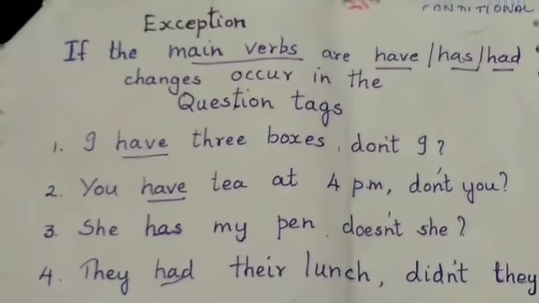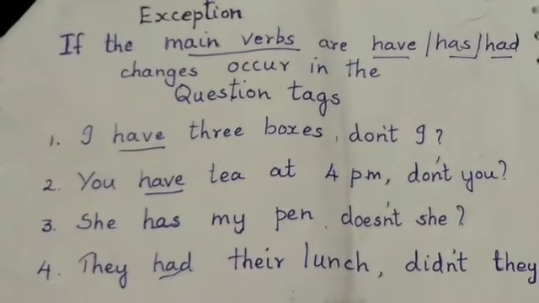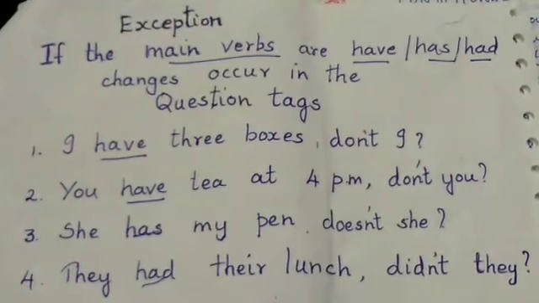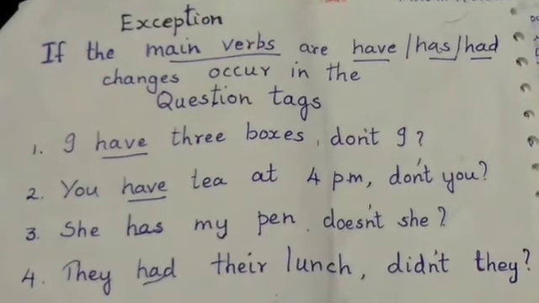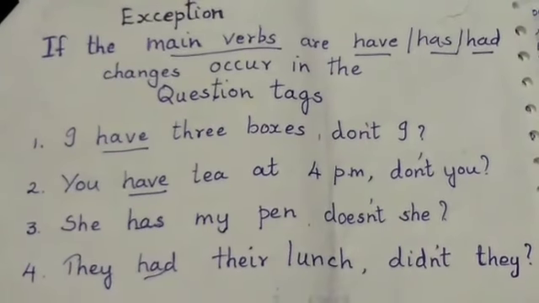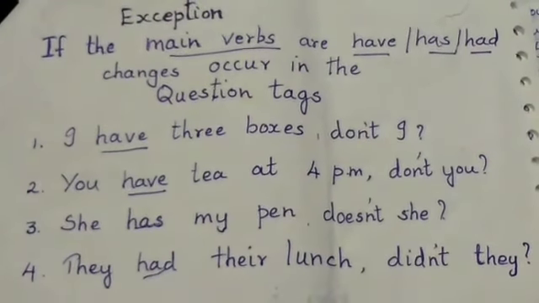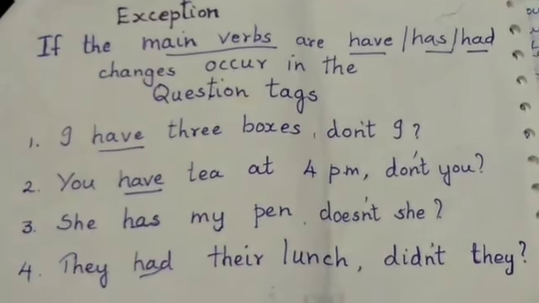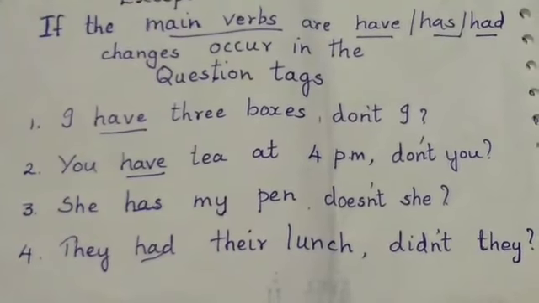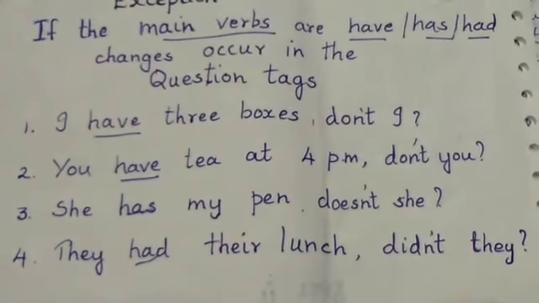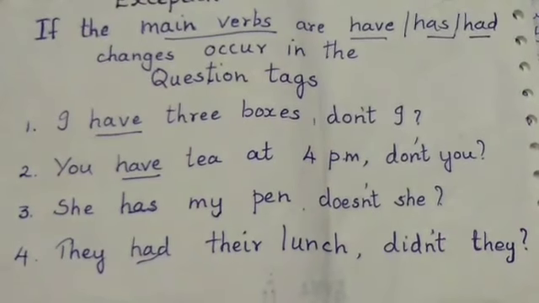Dear students, there are some exceptions in the usage of question tags. If the main verbs are have, has or had, changes occur in the question tags. If you see the example, you will understand. First one, I have three boxes. So have is the main verb, so it is don't I. The tag will be a negative tag, don't I. Have means that it is positive.